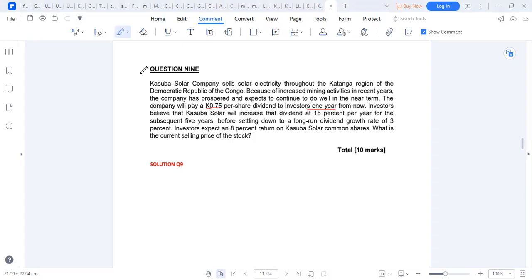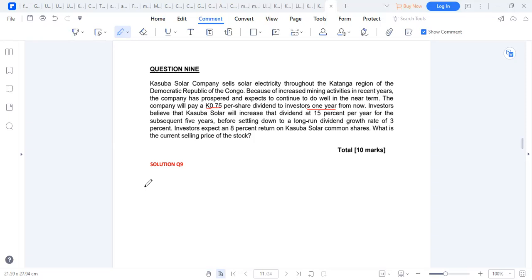Is it D0 or D1? D1. Why is it D1? Because it's clearly mentioned that the dividend is for 1 year from now, right? So we indicate it as D1.